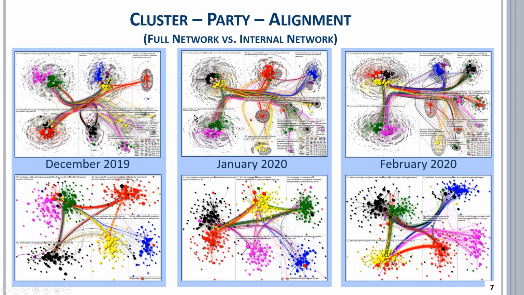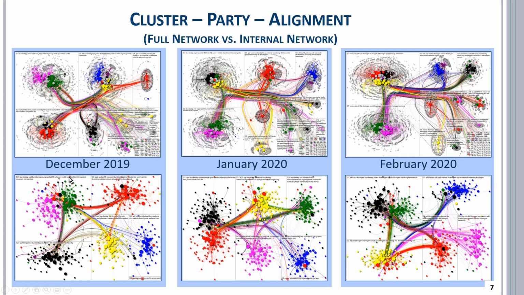Here we can compare 3 monthly data sets with regard to the full network and the internal network. Full network maps are at the top, internal networks at the bottom. And we can observe changing clustered coalitions over time.